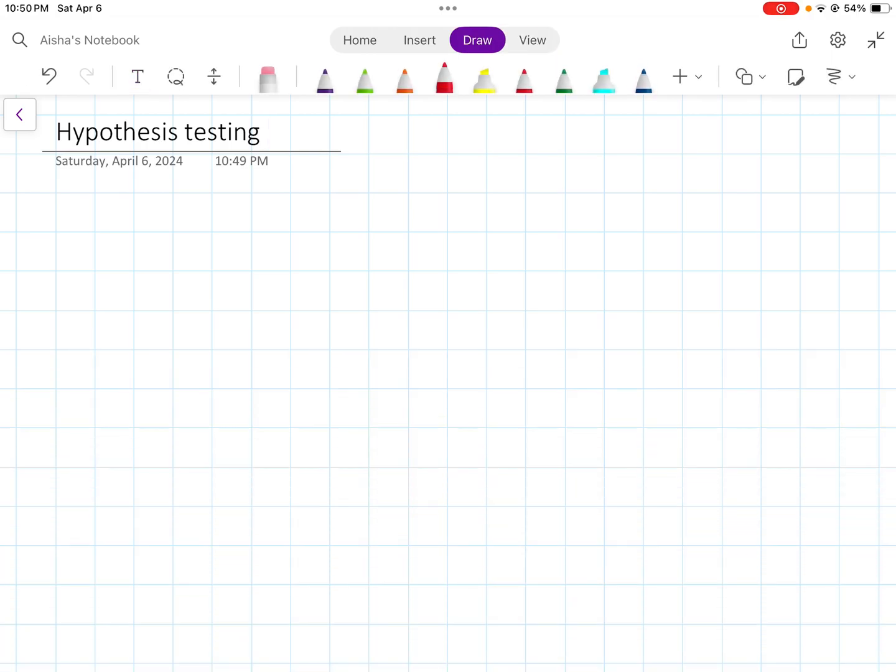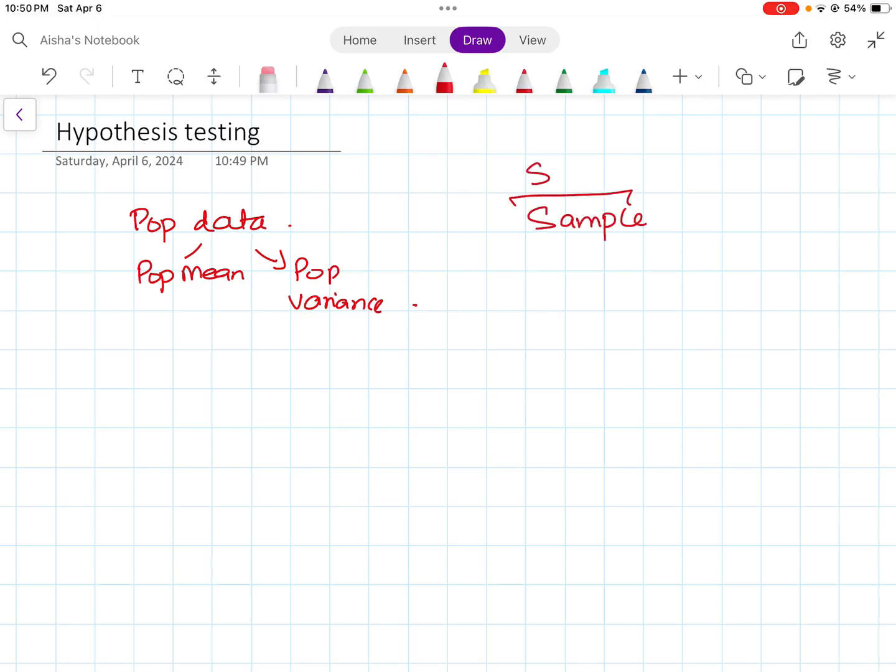So, basically, let's suppose you say that there is a population data. So, you have population mean and you have population variance, and then you have your own sample via survey or via interview, whatever. Basically you have this, okay, and you have your sample mean.